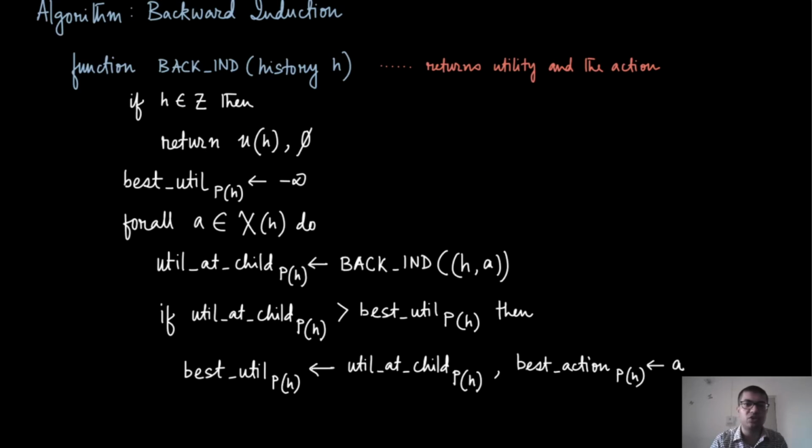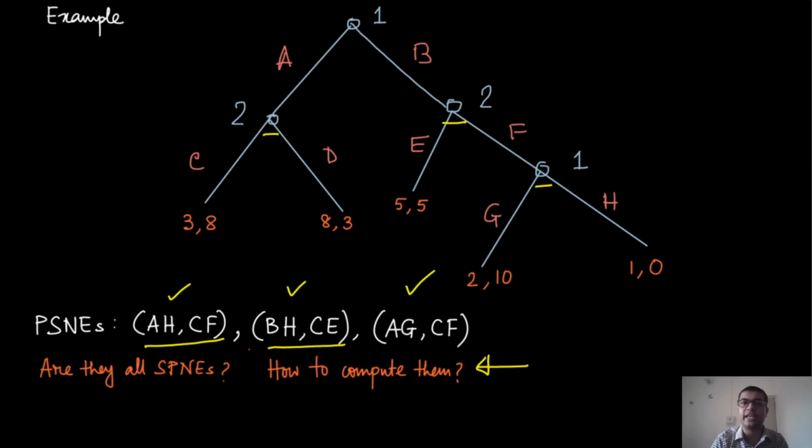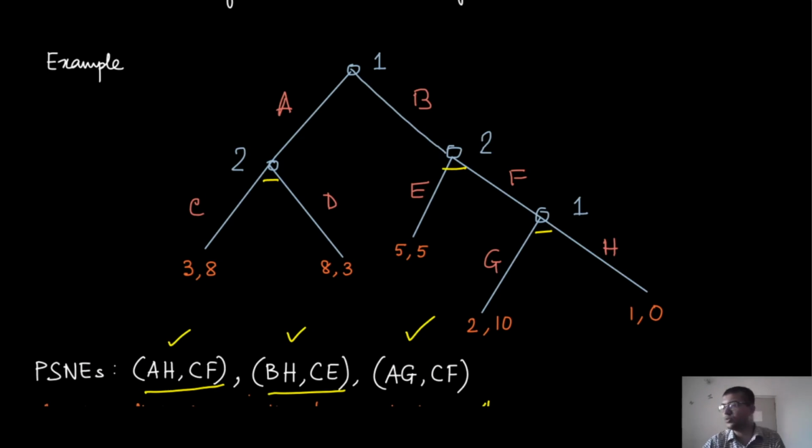So let me just go over the pseudocode, which will also capture formally the things that we have discussed. Let me show you the example first and then give the pseudocode. If you start from this leaf node, what should be the action of player 1 at this subgame? Clearly G, so you can write that as the strategy for player 1.